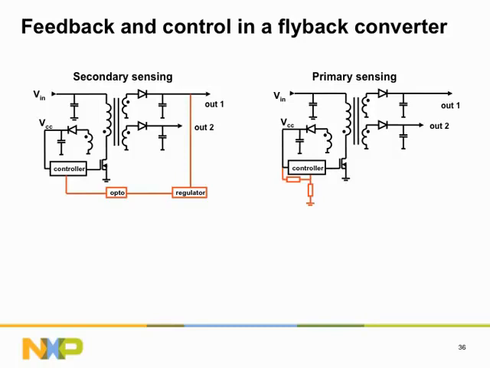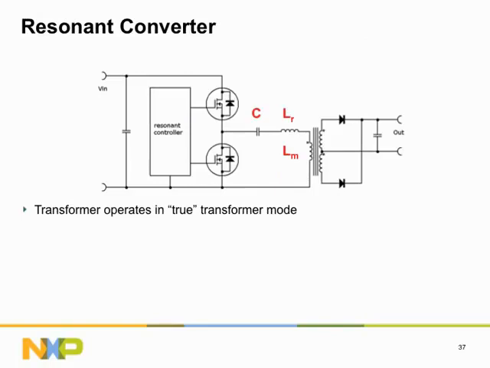In practical circumstances, primary sensing can be a good choice for low-power switch-mode power supplies, but for most high-power circuits, secondary sensing will be the preferred method of feedback. A completely different type of SMPS is the resonant converter. In this example, we show the frequently used so-called LLC resonant converter topology. The first L is the magnetization inductance of the transformer, LM. The second L is the series or resonant inductance, LR. And C is the capacitance in series with these two inductances.